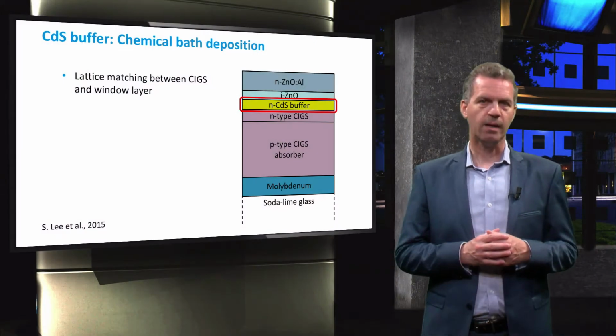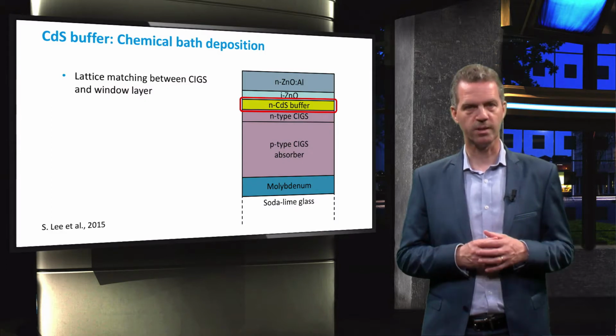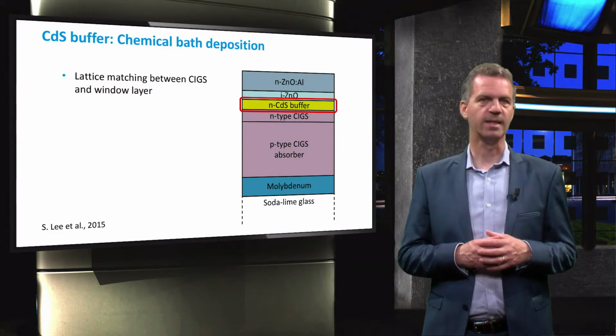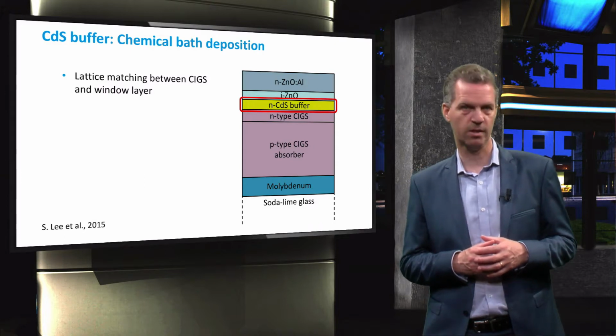Now that we have seen the structure of a CIGS solar cell and how a module can be produced with monolithic integration, we will briefly discuss the cadmium sulfide buffer layer. There is some debate about using the element cadmium in the solar cell because of its toxicity. Nevertheless, it is used in the traditional cell stack in the form of cadmium sulfide.